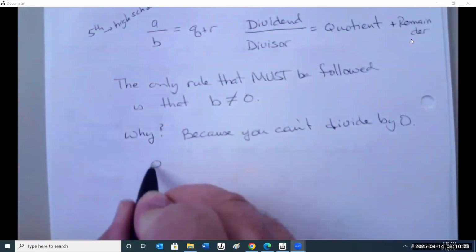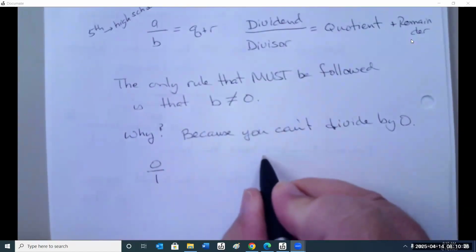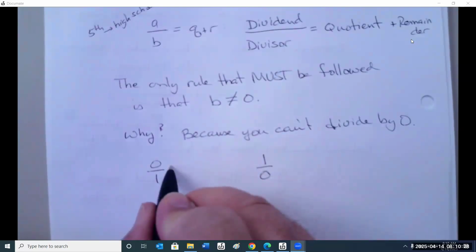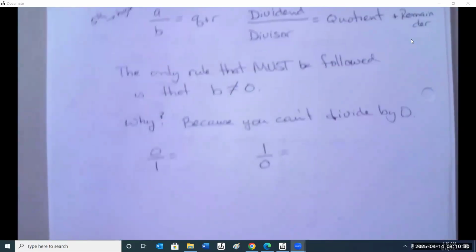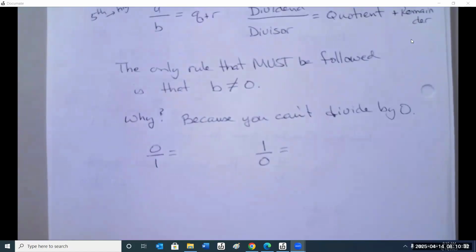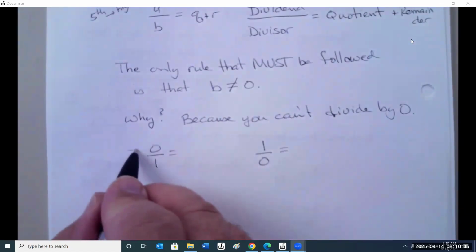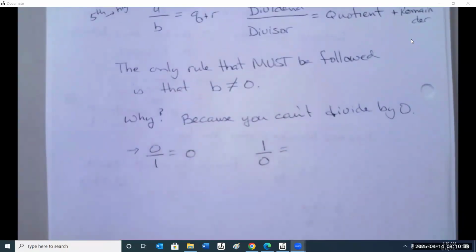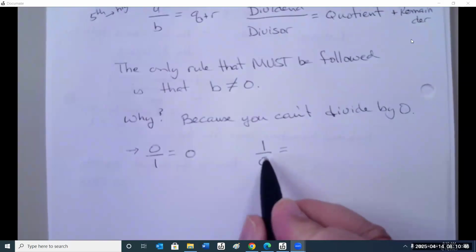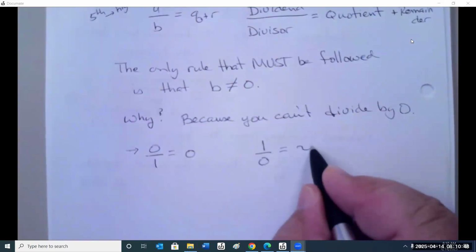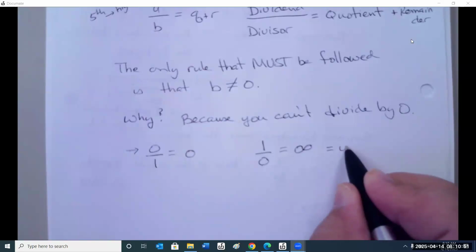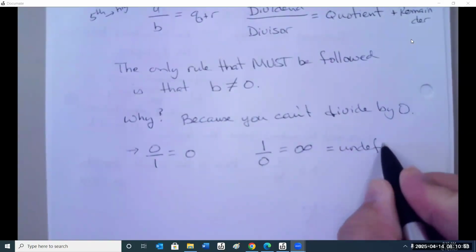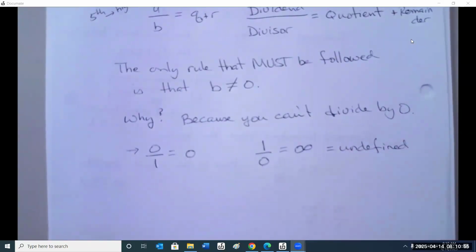Remember, 0 over 1 as opposed to 1 over 0 have two different answers, two different meanings. If the 0 is on top, the answer is 0 because 1 cannot go into 0. It goes in there 0 physical times. But 0 can go into a number an infinite number of times. That's why it's undefined, because infinity is not defined.